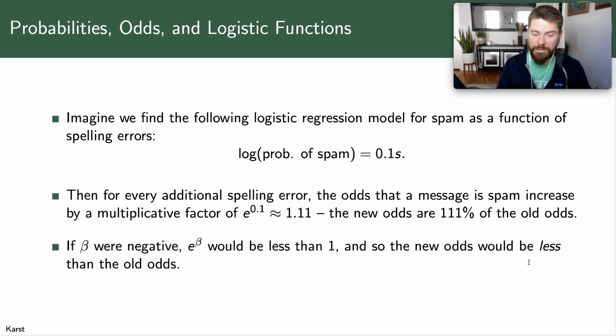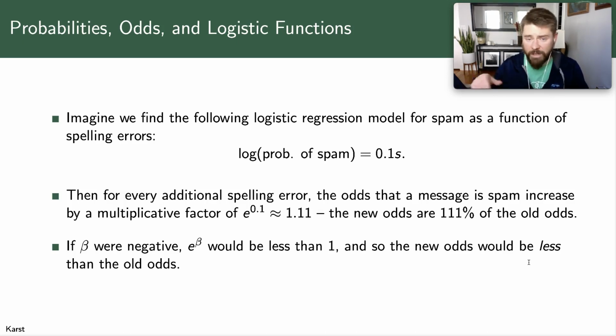So let's do an example with real numbers. So imagine we find the following linear regression model for this spam example. It's saying that the log of the odds that the message is spam is 0.1 times s. So what this is saying is for every additional spelling error in the message, the odds that the message is spam increase by a multiplicative factor of e to the 0.1.